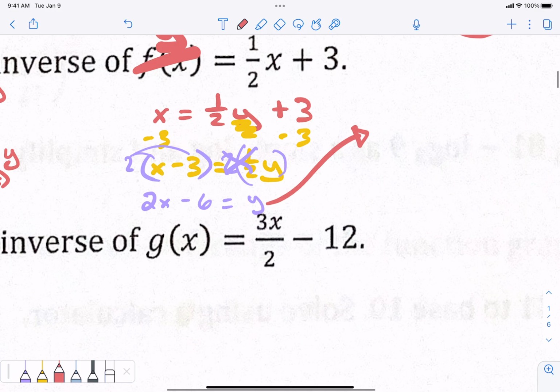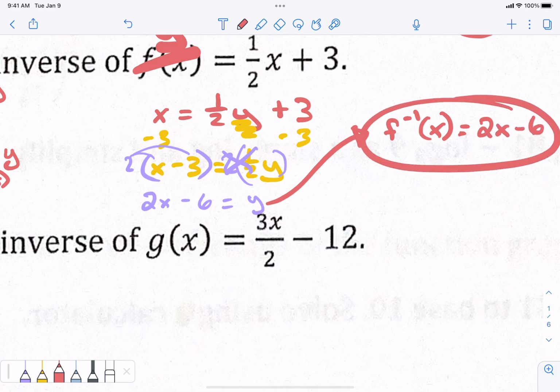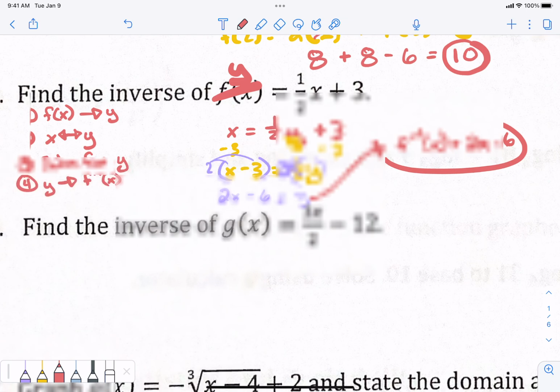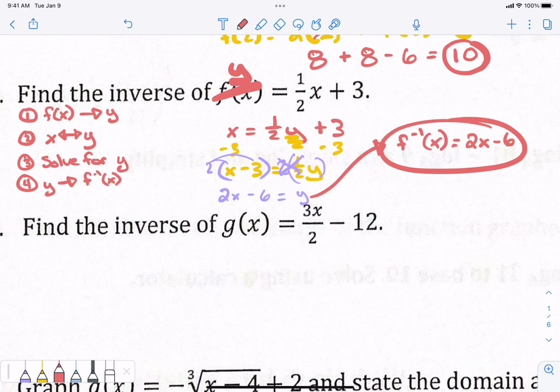So instead of calling it y, I'm going to call it f inverse of x equals 2x minus 6. And that is what it is. I didn't get that inverse stuff. Okay, we're going to do another one, so hopefully you'll get it now.